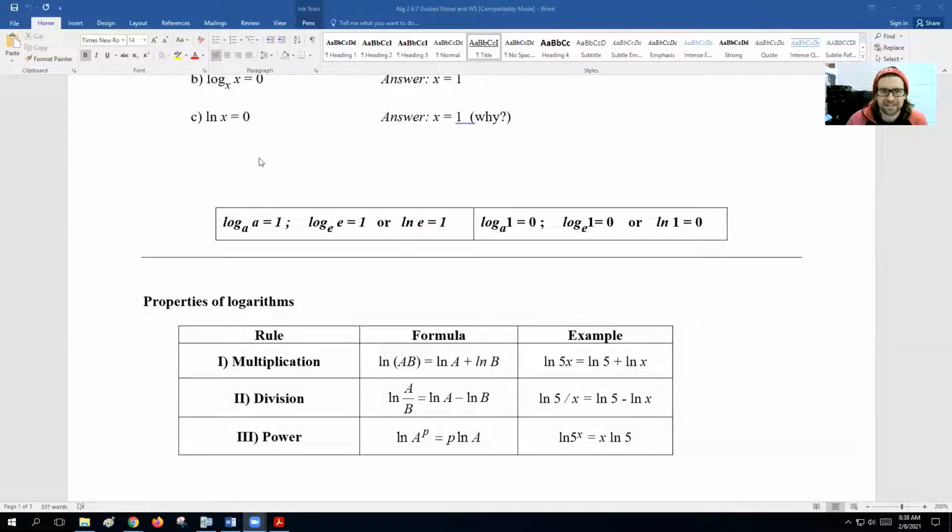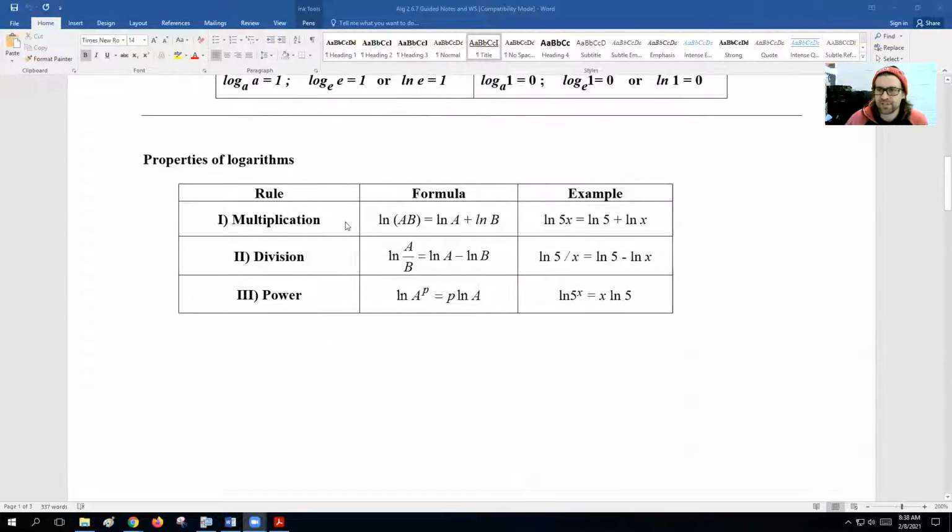Some other properties about natural logs here is that natural logs can expand and they can contract. So when we're looking at multiplication here, like if I have ln of a times b, we can actually break that up into natural log of a plus the natural log of b. And so you can see here the ln of 5x is the same thing as the natural log of 5 plus the natural log of x. Now that works for all logarithms. So if I had the log of x, y, we can change that to the natural log of x plus the natural log of y.